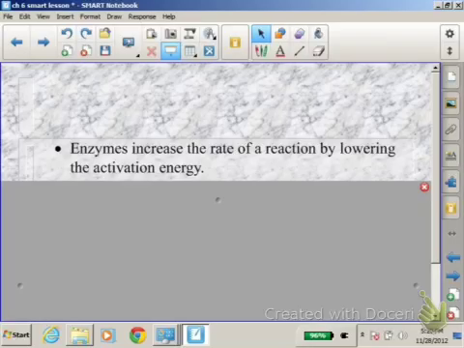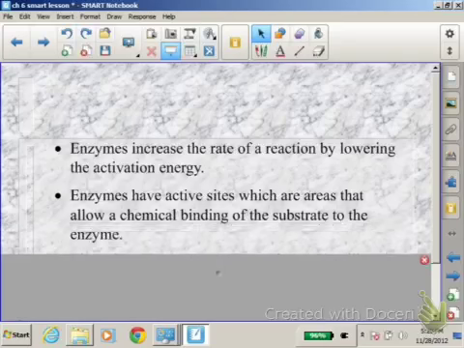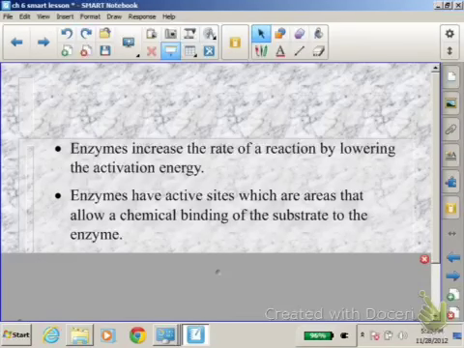Okay, 17. What is an active site? What is a substrate? Active sites are the areas where an enzyme binds with the substrate. And the substrate is what an enzyme binds with. Hold on, and I'll actually draw you a picture of this. It says enzymes have active sites, which are areas that allow a chemical binding of the substrate to the enzyme. So it's essentially the keyhole. It's where they fit together.